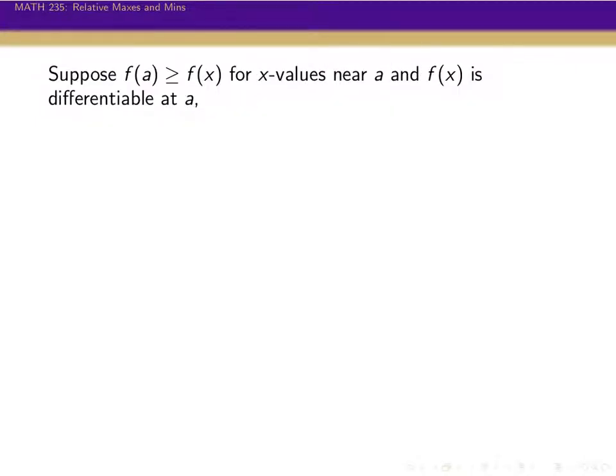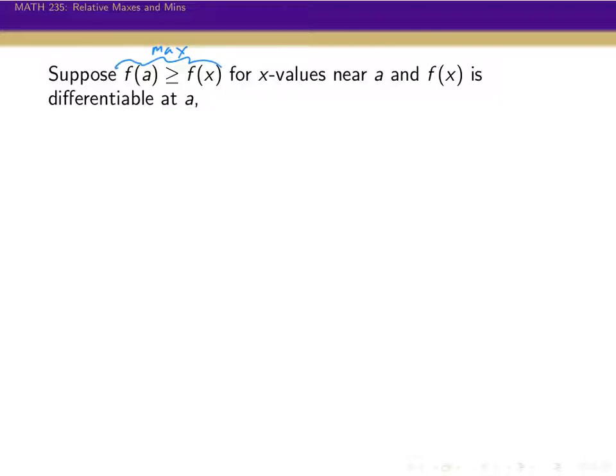So let's give a little bit more of a formal argument as to why the value of the derivative has to be 0 at, in this case, a relative max. So let's suppose that f(a) is greater than or equal to f(x) for all x values near a. So this is telling us we're dealing with a max because f(a) is bigger. And also we're going to suppose that f is differentiable at a.